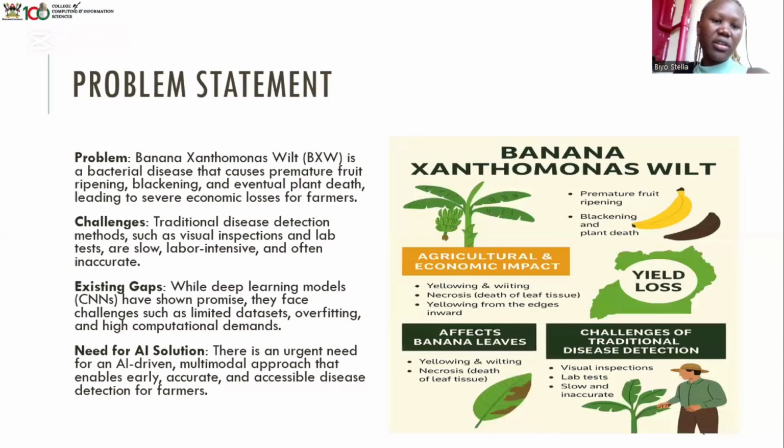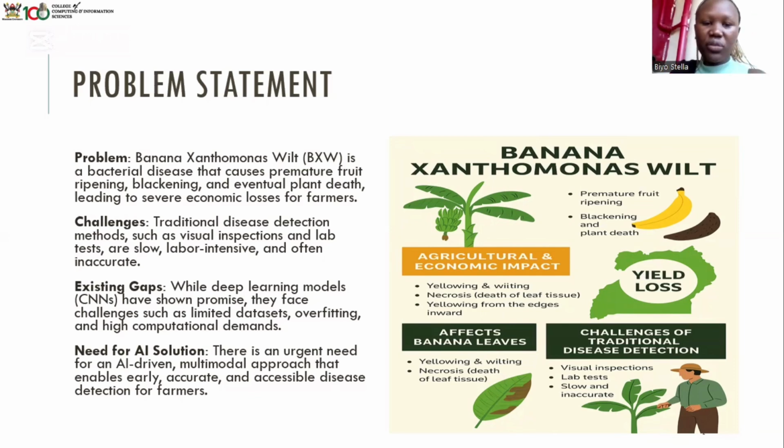Here is the problem statement. A lot of people in Uganda have bananas as their staple food, but these bananas suffer from some diseases, and this reduces yields or causes losses.